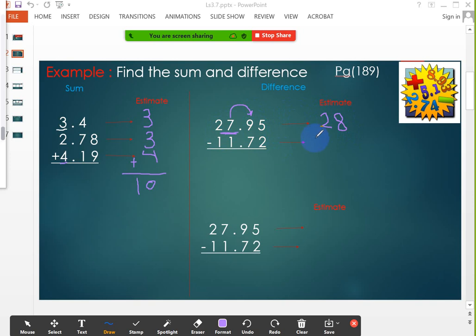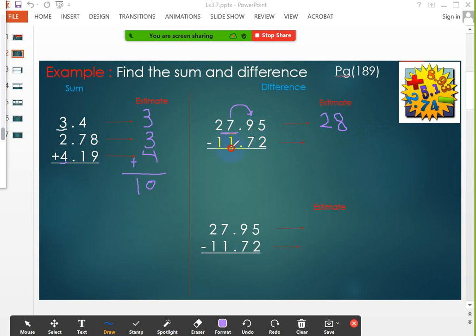The number becomes 28. And what about the digits after the point? Okay, the digits after the point will be 0, so no need to write it. Thank you, girls. Now what about 11.72?